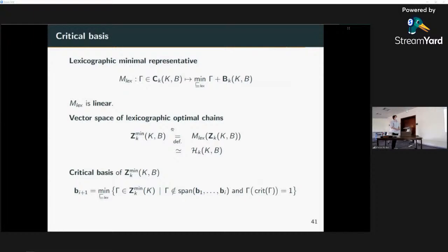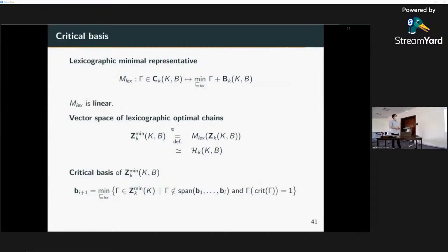And this, from the linearity of MLEX, is isomorphic to the K homology groups of the relative complex in this case, which is a very nice property, which means that for any homology group, we have a unique lexicographic optimal chain associated with this homology group. And so what we try to do is to define a basis for this space ZK-min, and we do as follows.